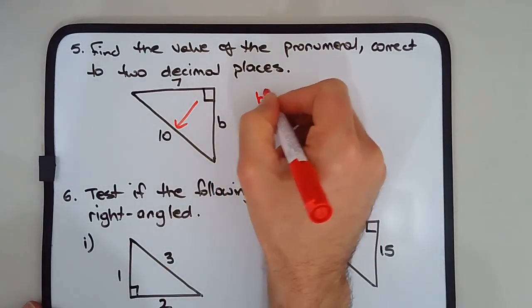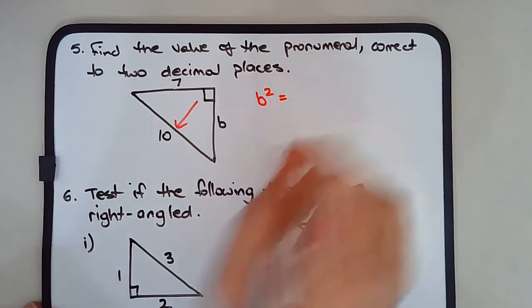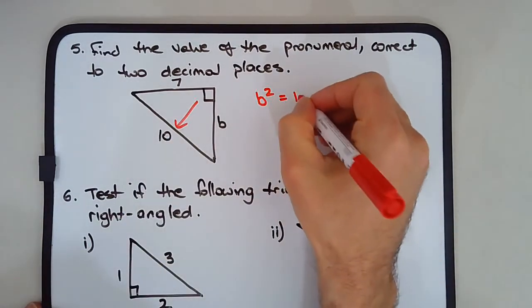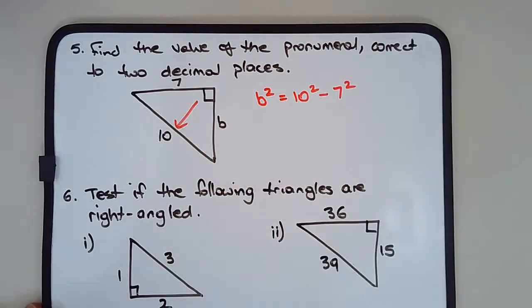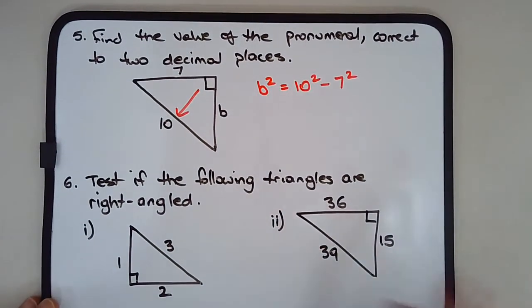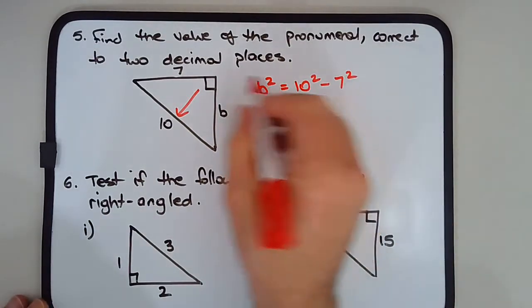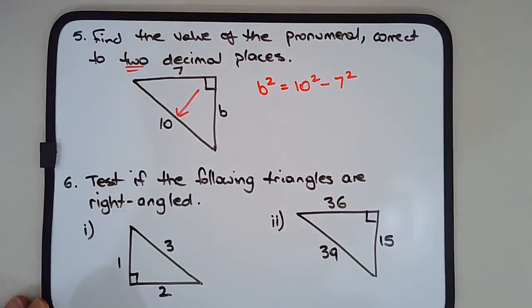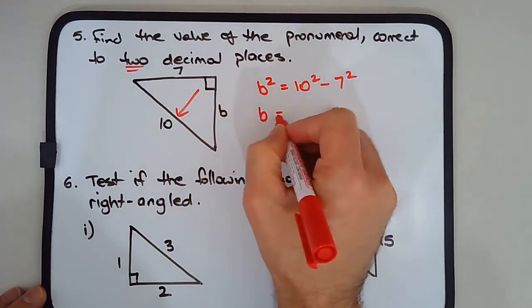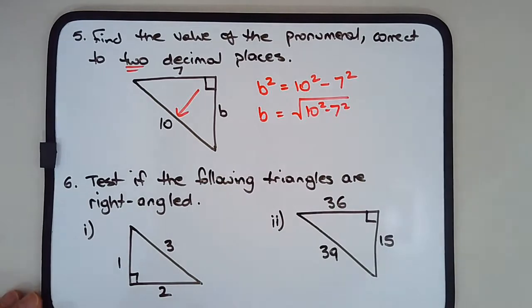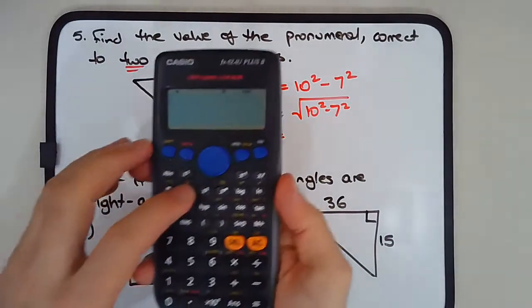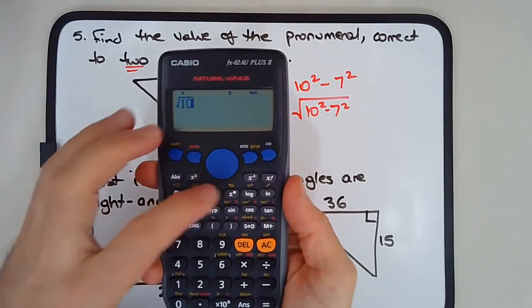So let's write it. B squared is equal to, we'll always start off with the largest number, the hypotenuse, 10 squared minus 7 squared. Now we know we need to take the square root, obviously, to get the answer in the end, and we're going to have to round it to 2 decimal places. So B is equal to the square root of 10 squared minus 7 squared. And I can sense here that we're probably not going to get a very nice answer. We'll get an answer, but not a well-behaved one.